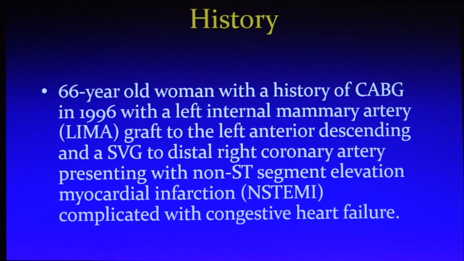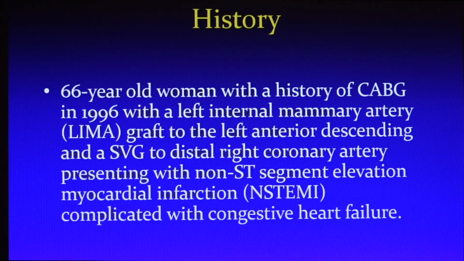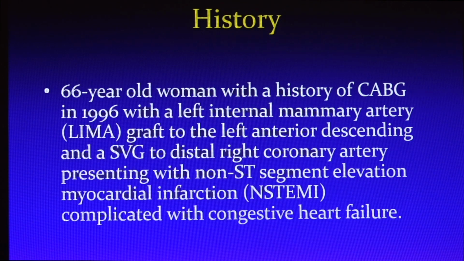The reason I'm presenting this is to explore one of the transcatheter management options for saphenous vein graft aneurysm and fistula, actually. In this case, there was also a fistula, as you will see in a minute. This is a 66-year-old lady who had CABG in 1996, when she was 42 years old. She had a LIMA to the LAD and a saphenous vein graft to the RCA. She presented to our ER with non-STEMI and severe heart failure symptoms as well.